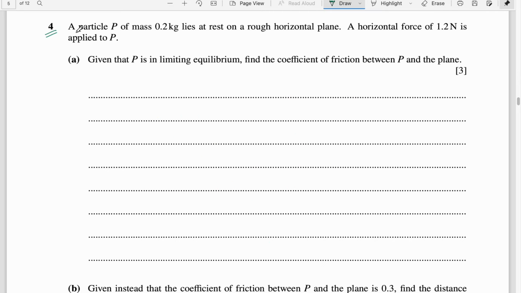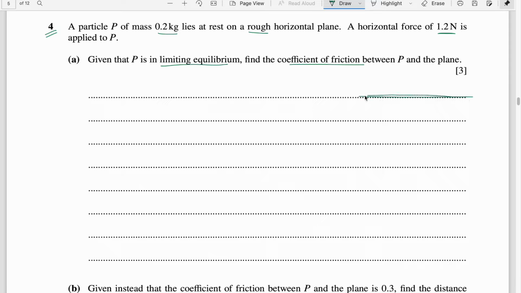Number 4. A particle P of mass 0.2 kgs lies at rest on a rough horizontal plane. A horizontal force of 1.2 newtons is applied to P. Given that P is in limiting equilibrium, find the coefficient of friction between P and the plane.